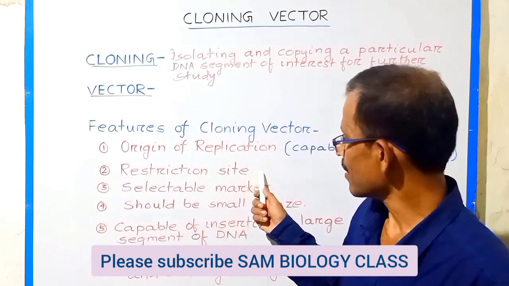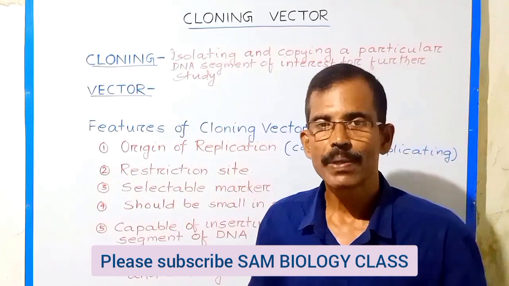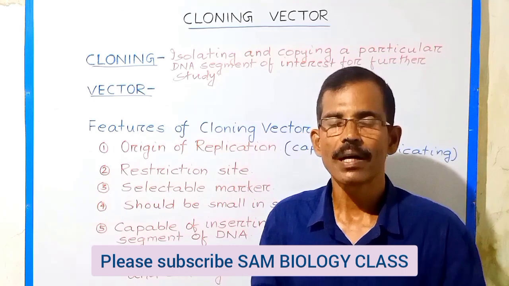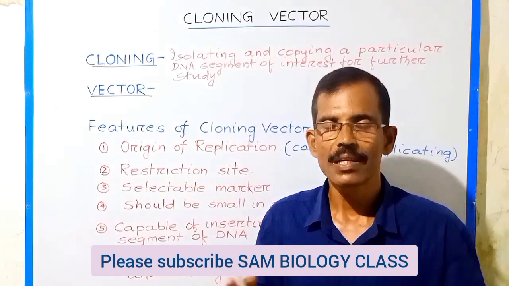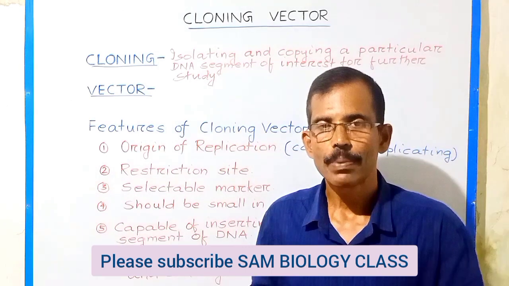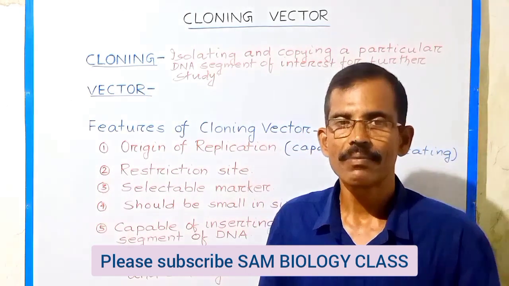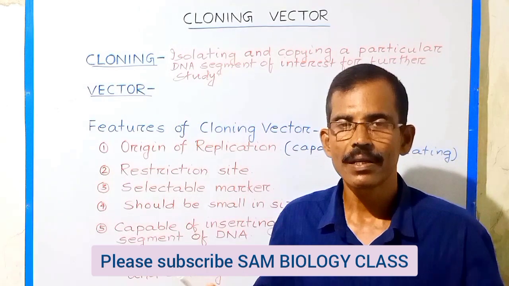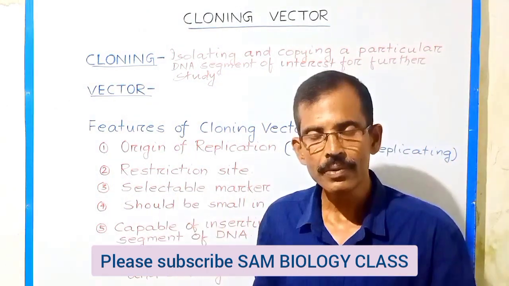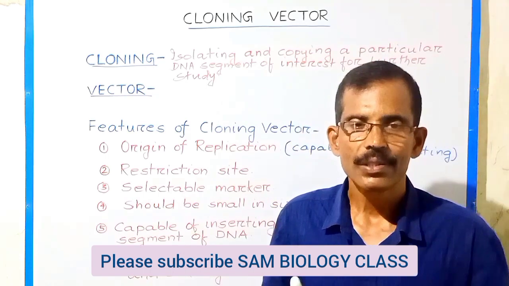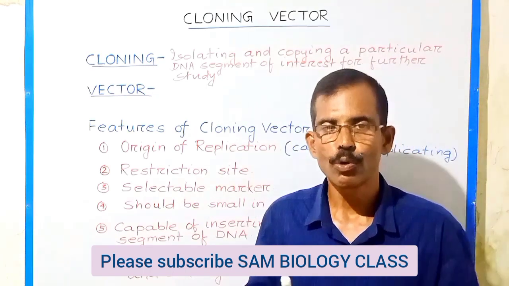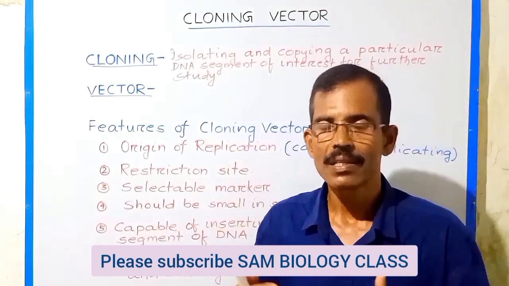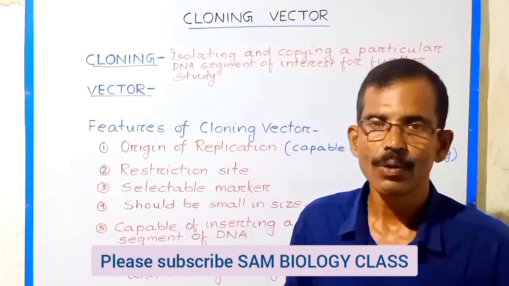The second feature is restriction site. The specific site at which the restriction endonuclease cleaves the DNA is called a restriction site. The presence of a restriction site in a vector enables insertion of a foreign DNA segment into it. Third, a suitable cloning vector should possess a selectable marker that will enable the screening of recombinant organisms.